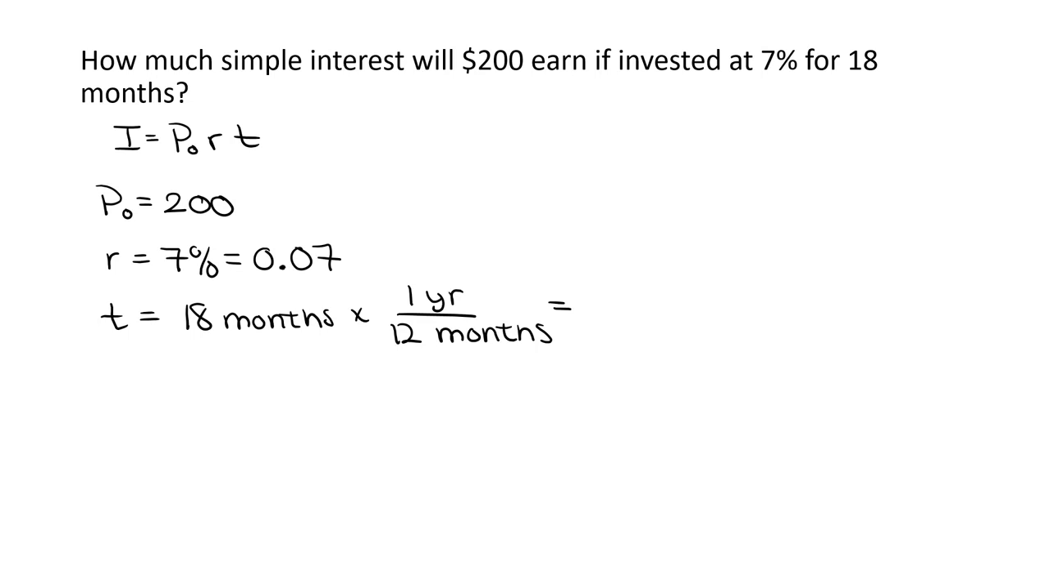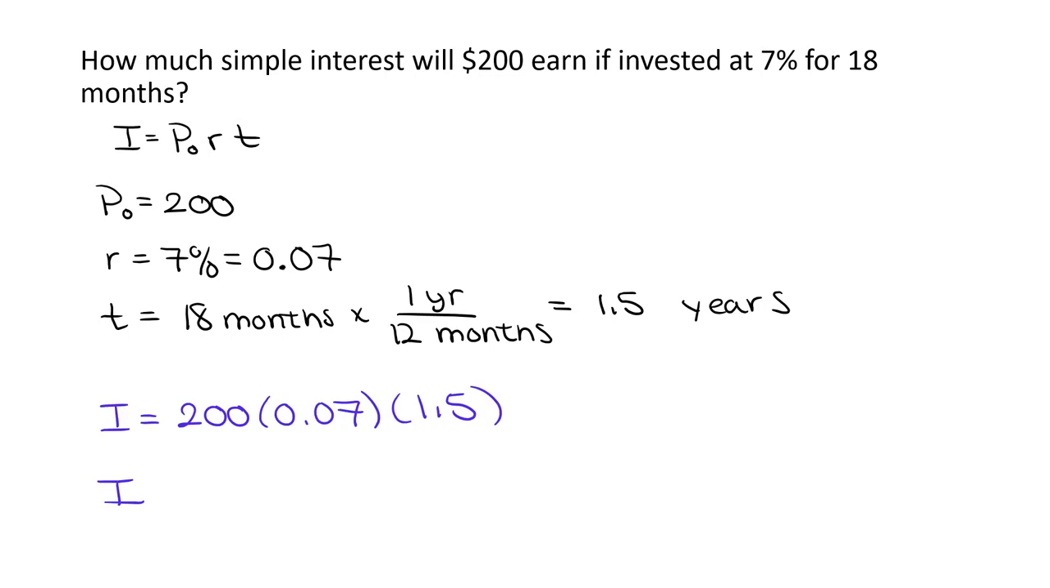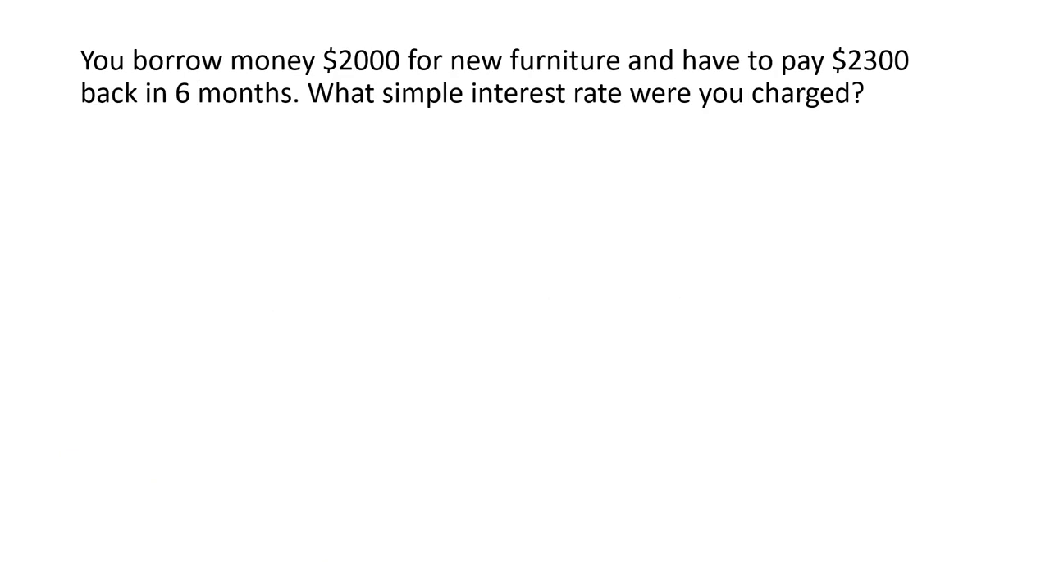We do have to convert that into years, and because there's 12 months in 1 year, we can just take 18 and divide it by 12, and that is 1.5. So T is 1.5 years. So I'll just plug those numbers in. 200 times 0.07 times 1.5, and I get $21. So $200 will earn $21 in 1.5 years.